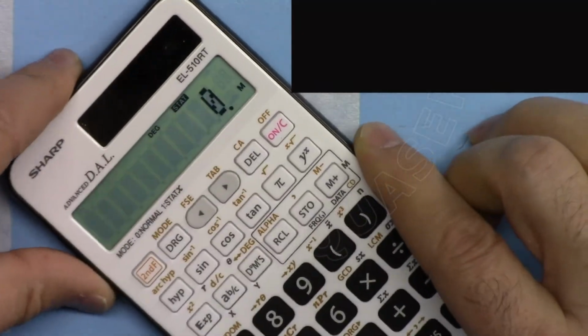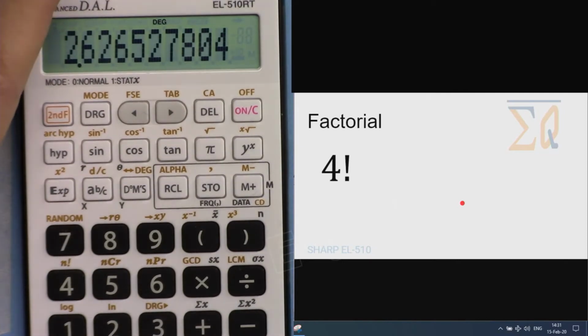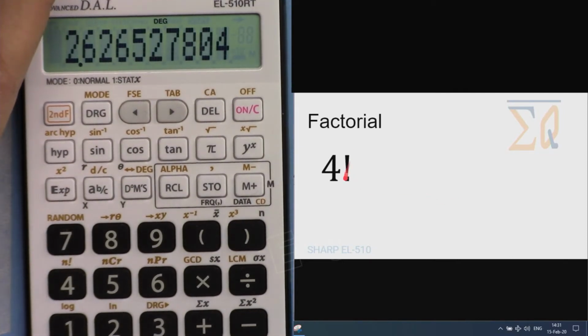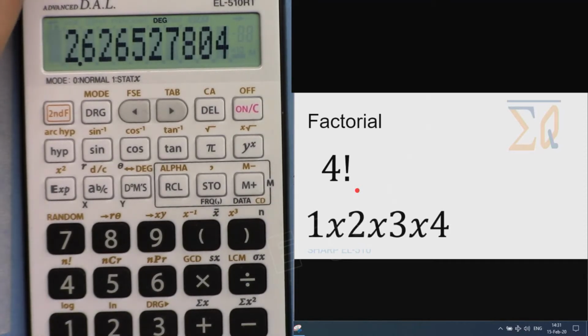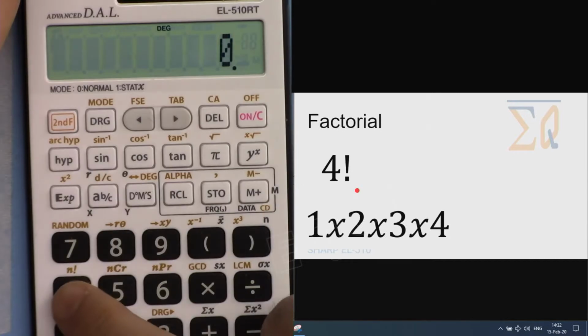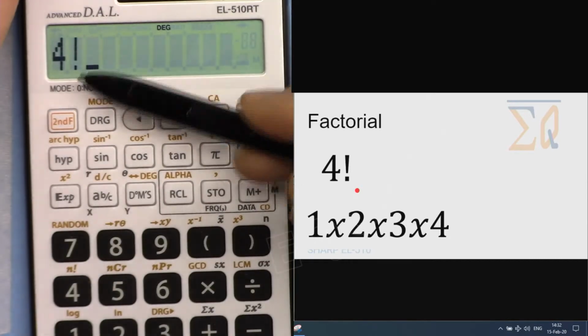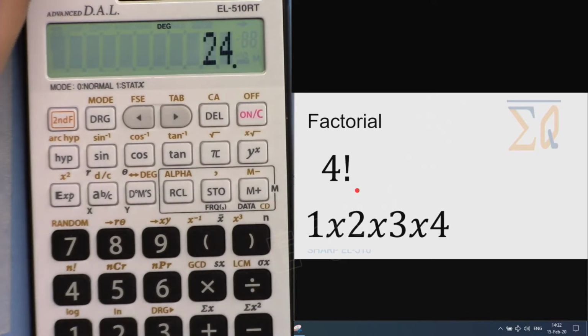I really appreciate it. Now let's see how we can do the factorial. Factorial is when you see 4 with a factorial sign, with an exclamation mark, it actually means 1 times 2 times 3 times 4. And we have here n factorial, type 4 and second function factorial. So put the number first and then the factorial sign, and that's the value.